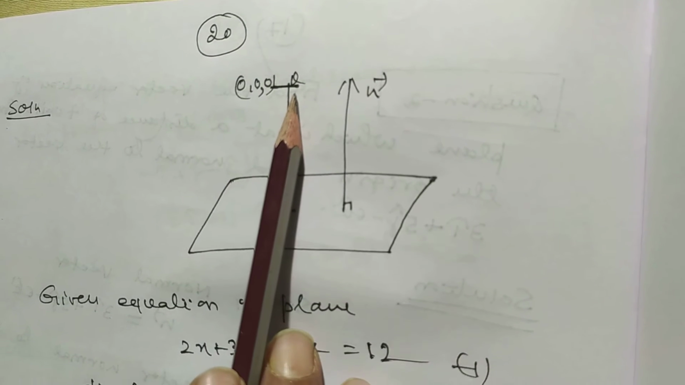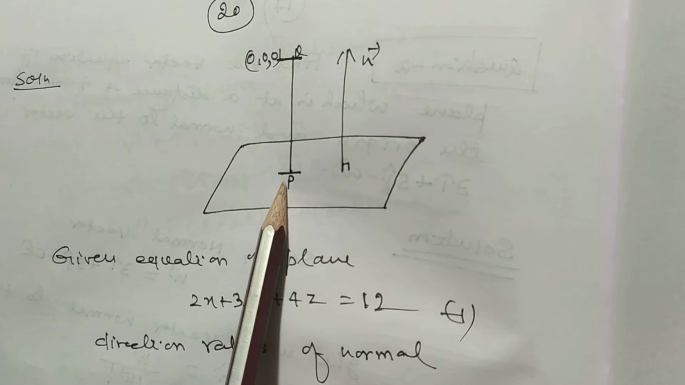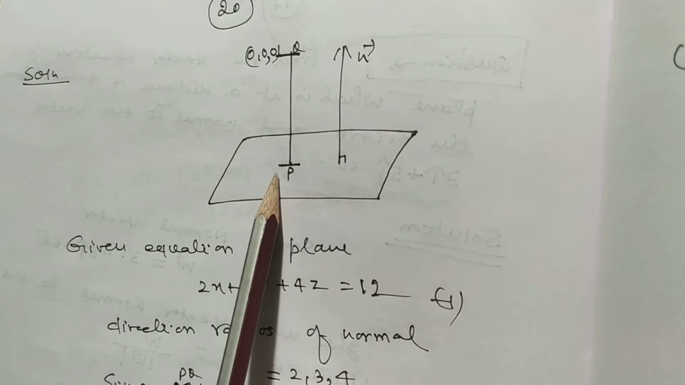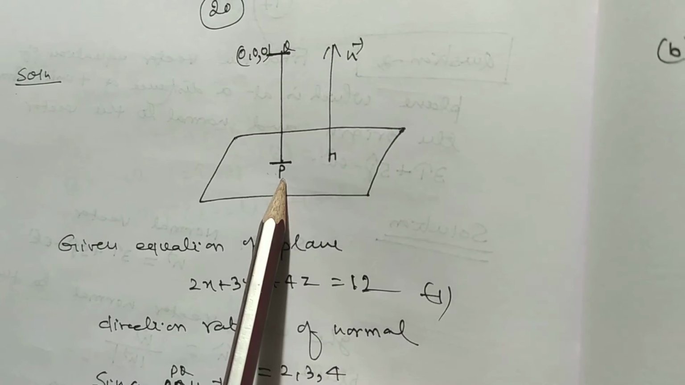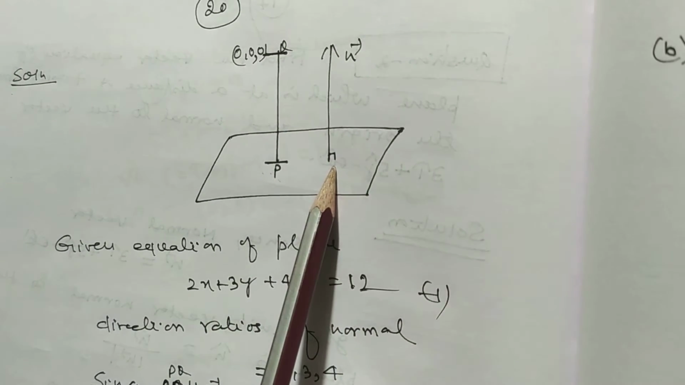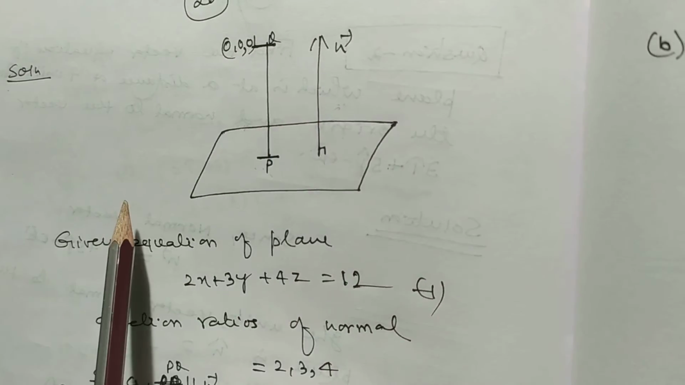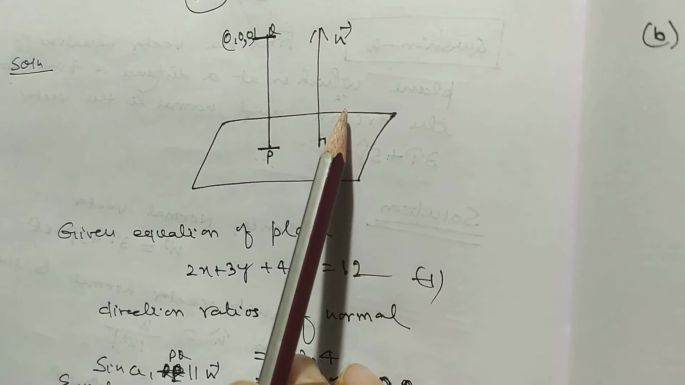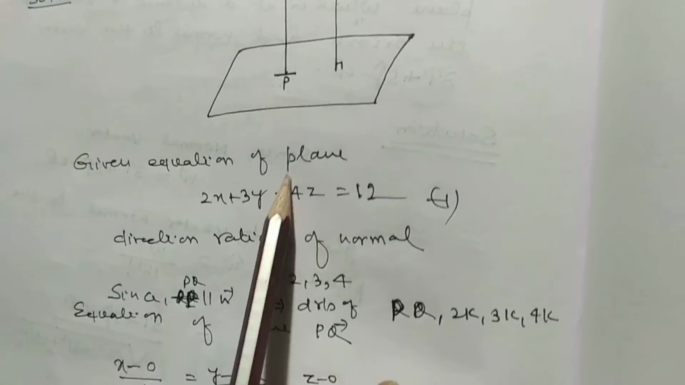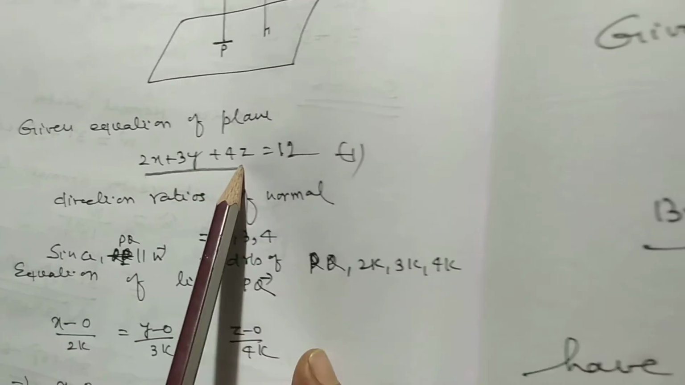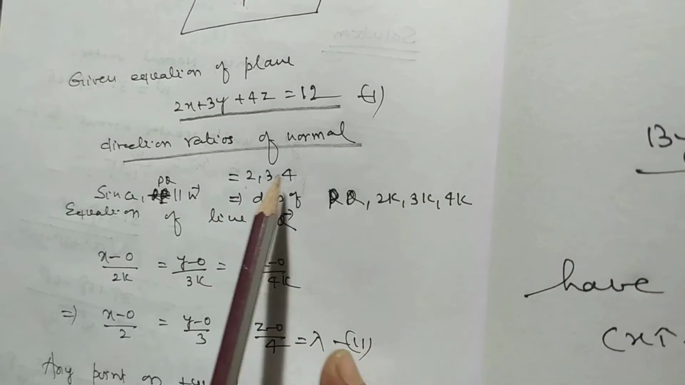Here is the external point Q, whose coordinates are 0, 0, 0, and the foot of perpendicular is P, which lies on the plane. Now this QP is the perpendicular distance, and this normal is also perpendicular to the plane. So what is the relation between QP and this normal? Both are parallel. I want to find the equation of the line QP. Given equation of plane is 2x + 3y + 4z = 12. Direction ratio of normal is 2, 3, 4.